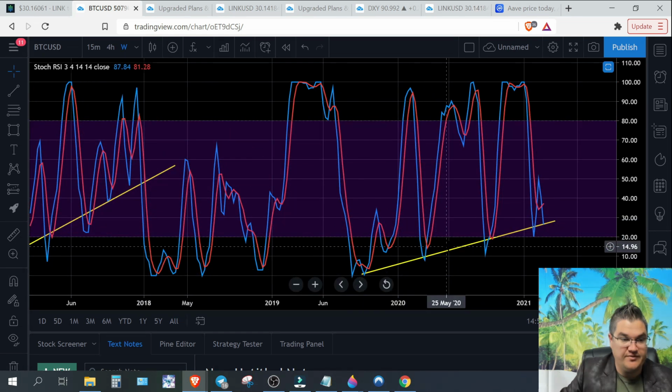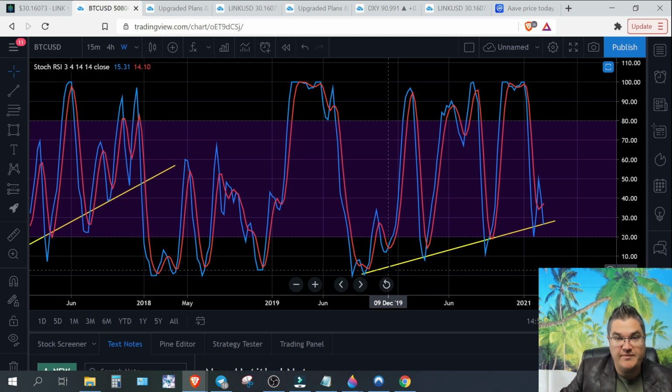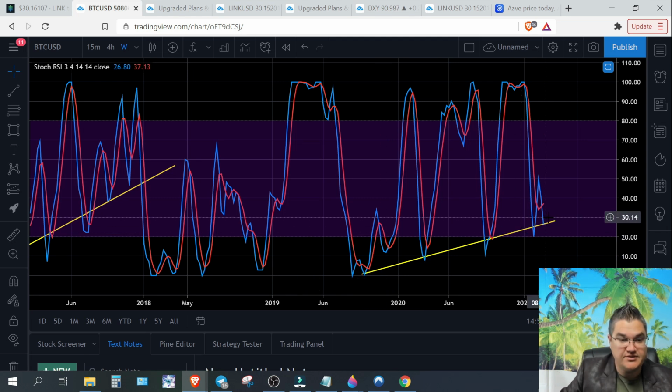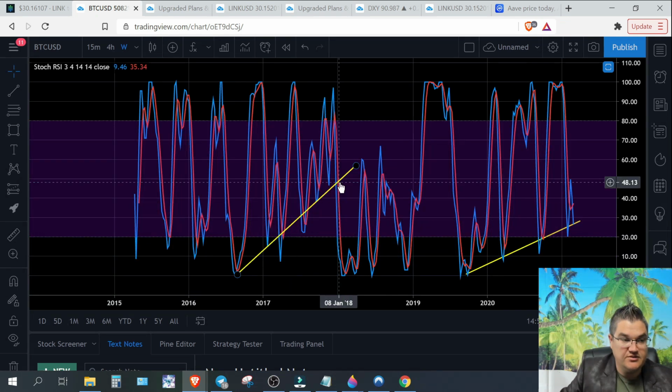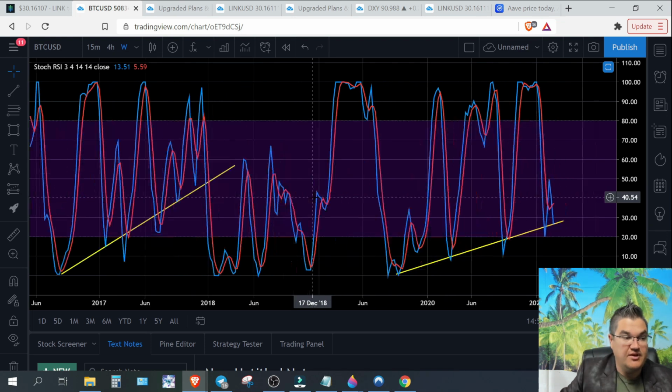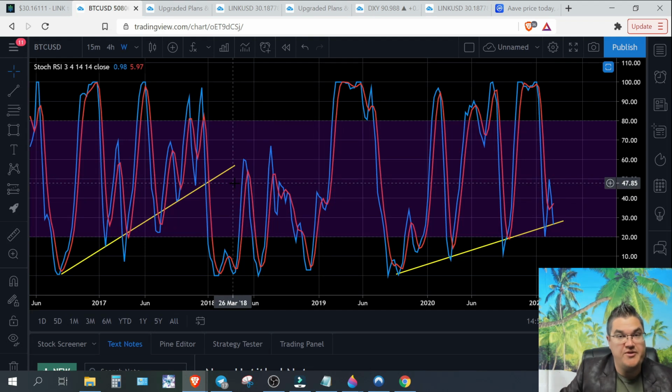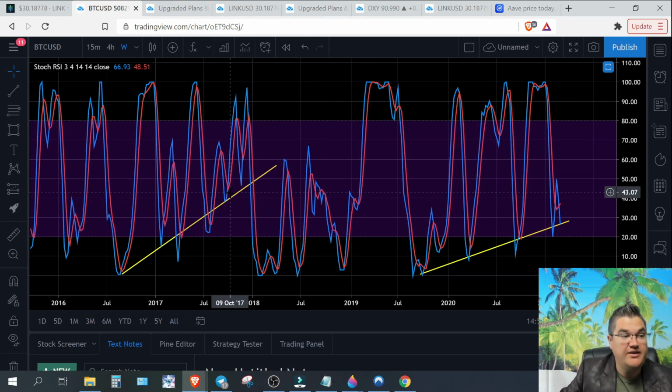And look what we've been doing for about a year now, year and a half. Look at this. Very similar. Something to keep in mind. I don't see that being negative news. Maybe neutral, maybe it means nothing, but it could be the start of another big run.